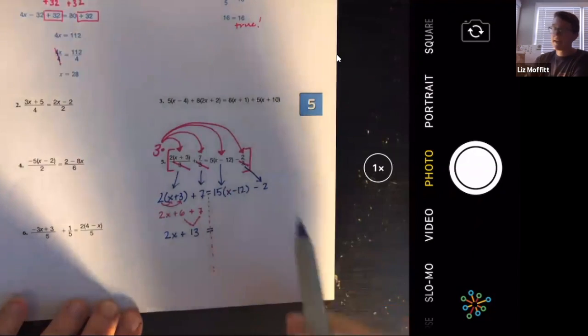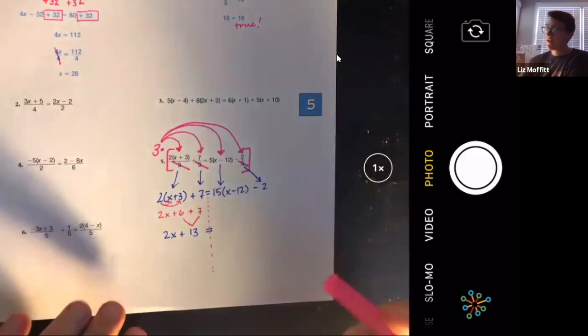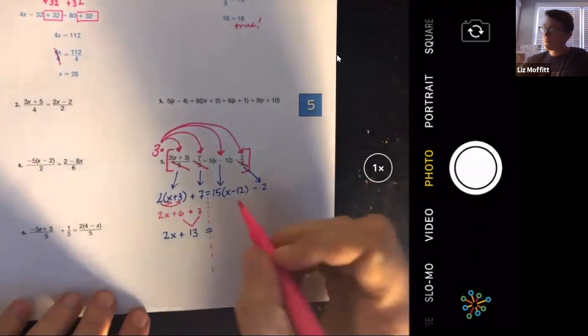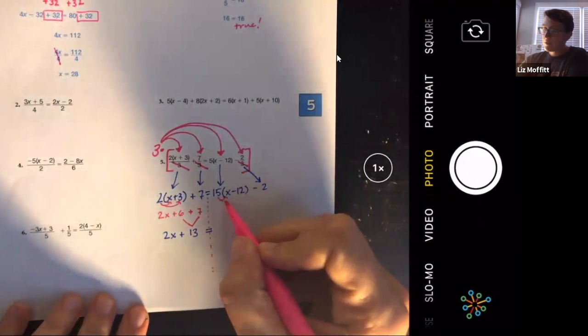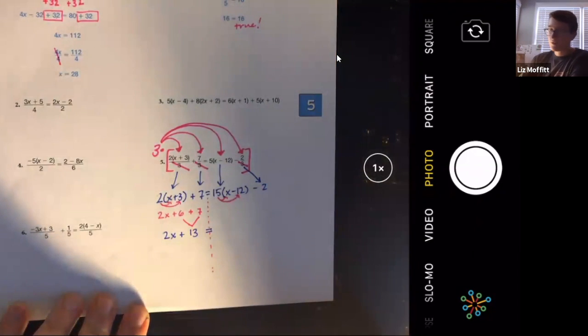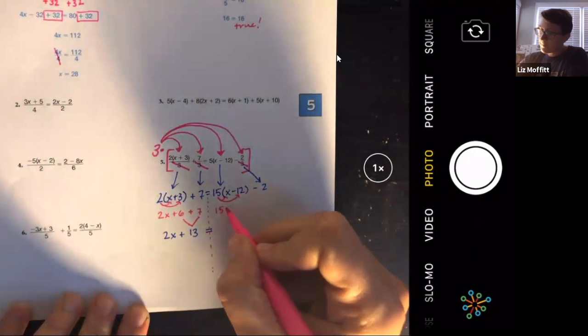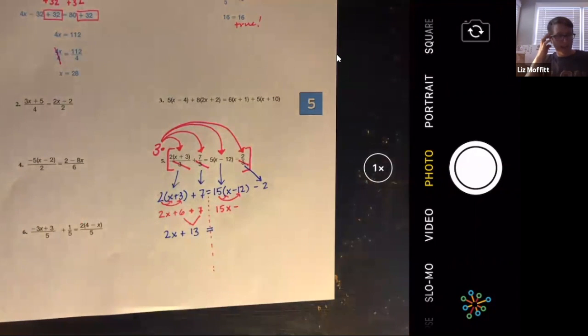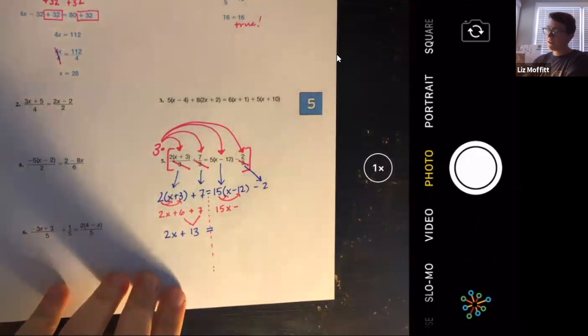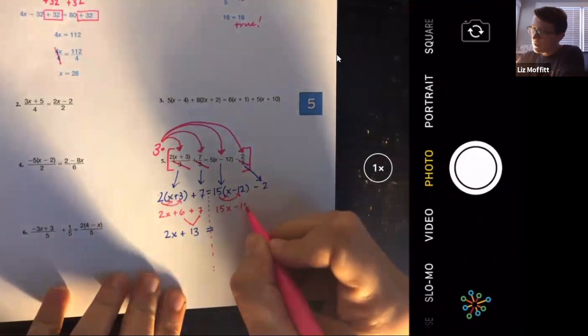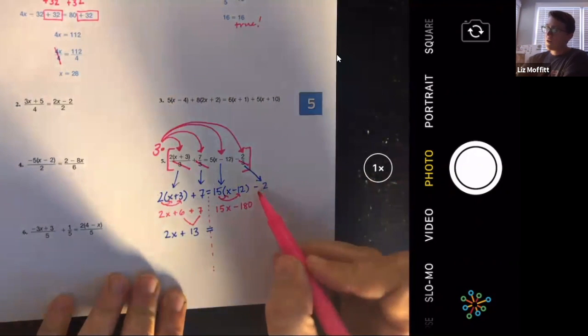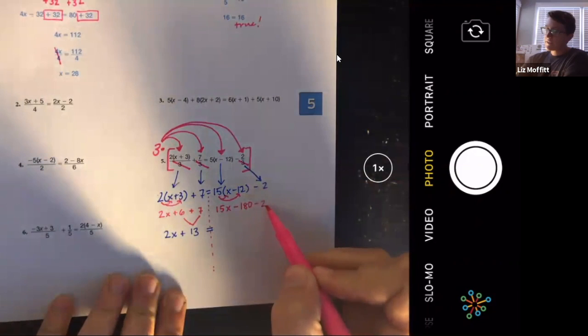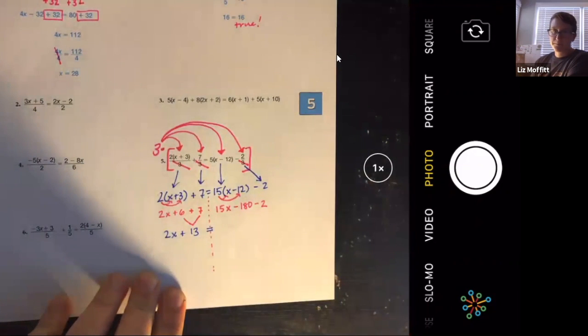On the right-hand side, I'm going to follow the same steps. I notice, again, I have a distributive property step. I'm going to multiply 15 to both of those terms. You might be thinking 15 times 12, I can't do that with mental math. And that's okay. You can use a calculator to help you out there. The minus 2 comes down because it was not involved in the distributive property step.